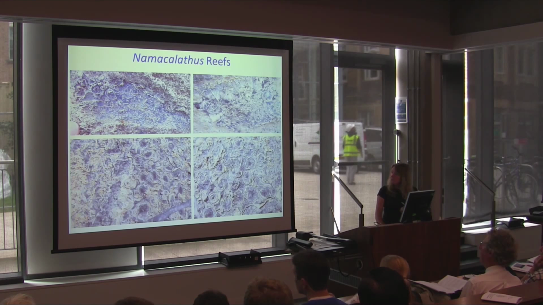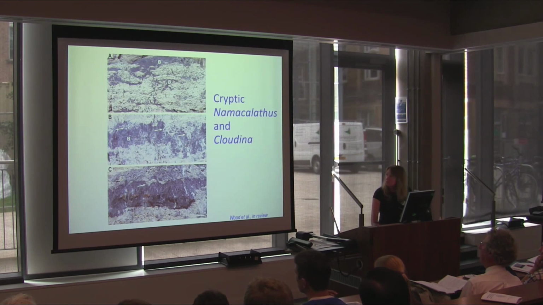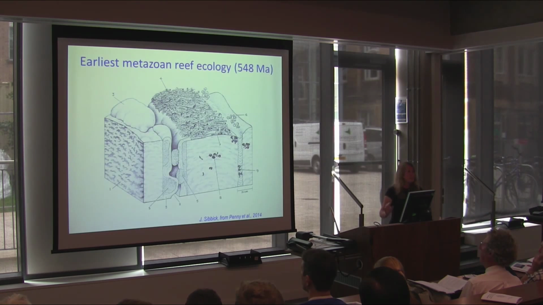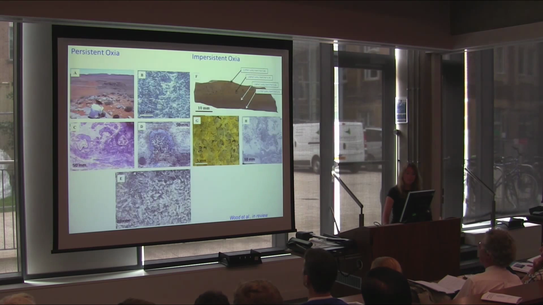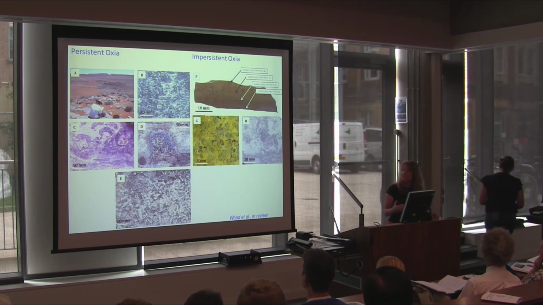Namacalathus is in situ, very complex ecologies, and these forms also are cryptic. So these are cryptic cavities with these early cements. You can see here that these Cloudina and Namacalathus are attached to the ceiling of these crypts. So this ecology is extremely complicated, far more complex than we realised. These Ediacaran reefs have cryptic forms, open forms, little attached forms, and they are already showing all the characteristics of Phanerozoic reefs.